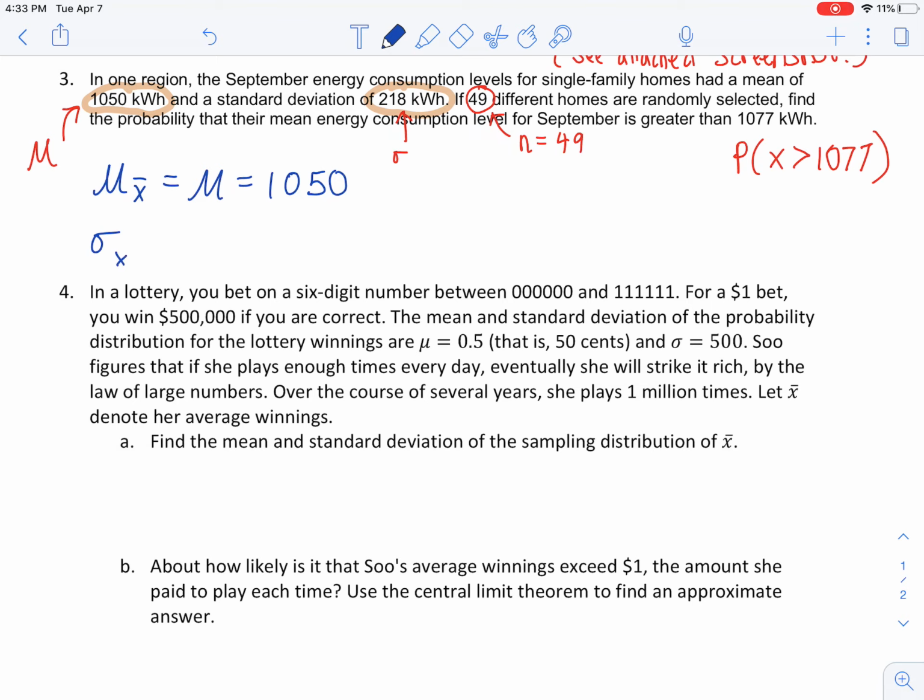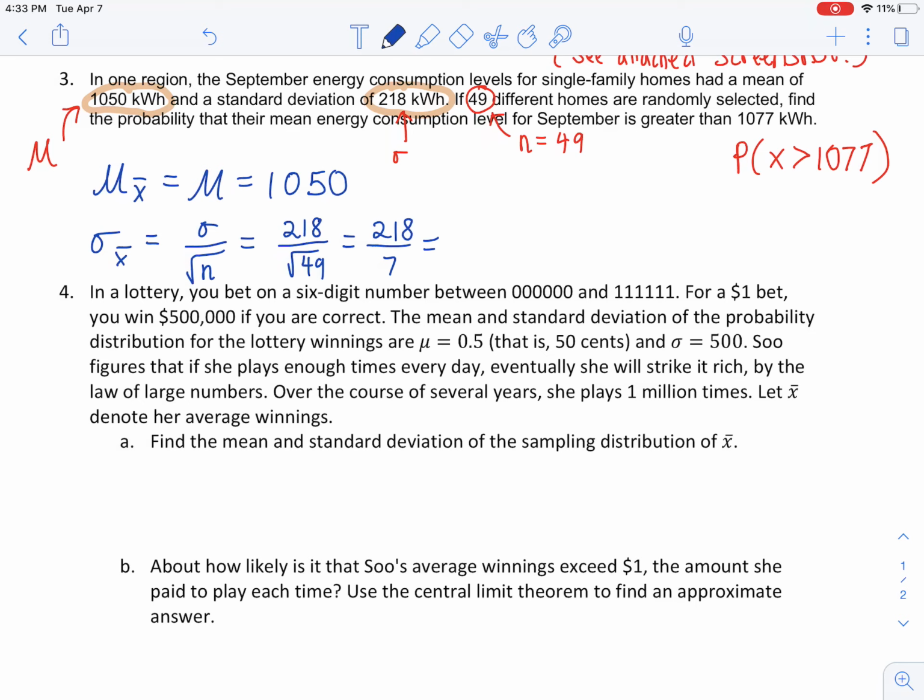So first, I need to find the mean of the sampling distribution. The mean of the sampling distribution is equal to the population mean, which is 1050. So we know that. You just use that. But remember, you have to use a special formula to find the standard error, or the standard deviation of the sampling distribution of the sample mean, which is going to be the standard deviation of the population divided by the square root of the sample size. Now that's going to be 218 divided by the square root of 49. 218 divided by 7. Hopefully it comes out to be a nice number.